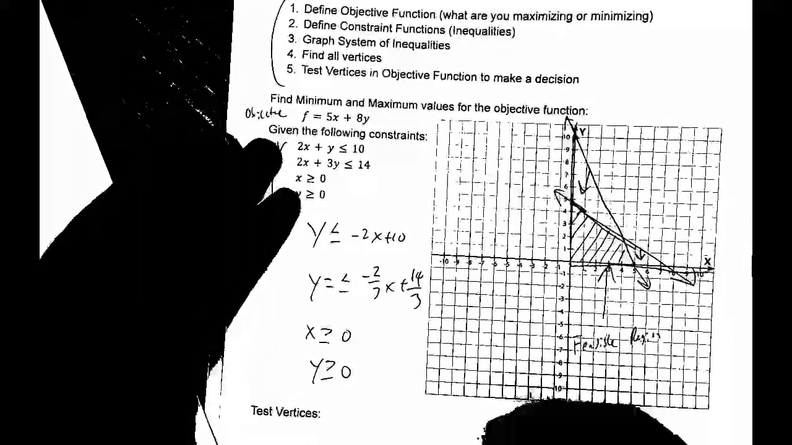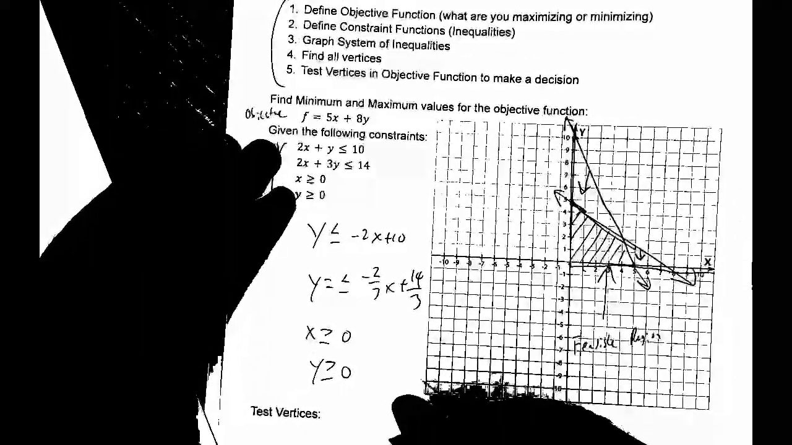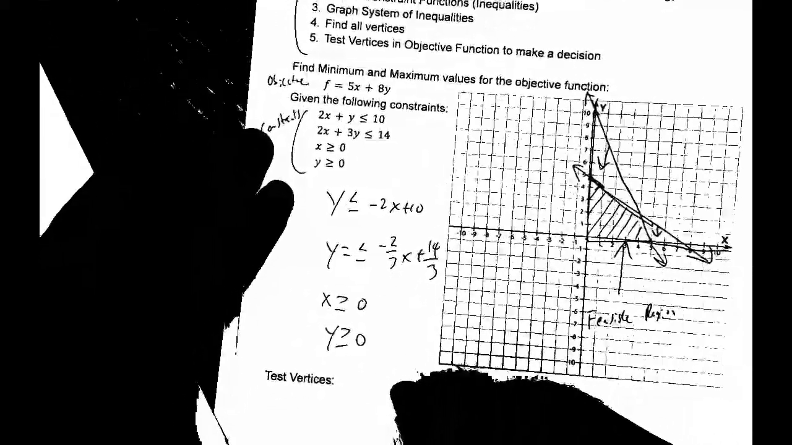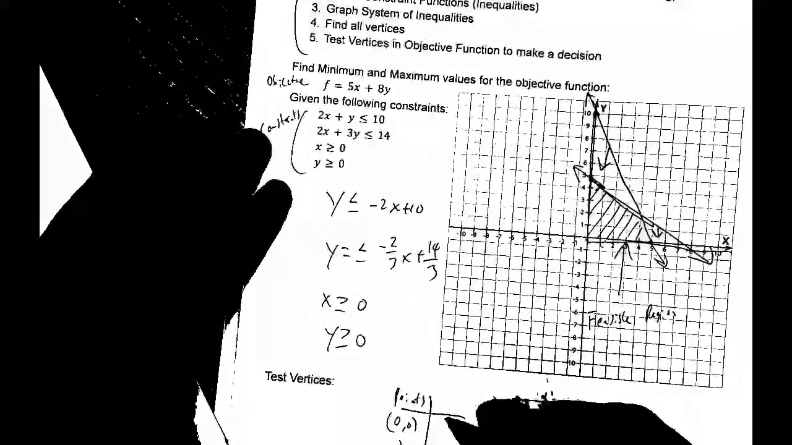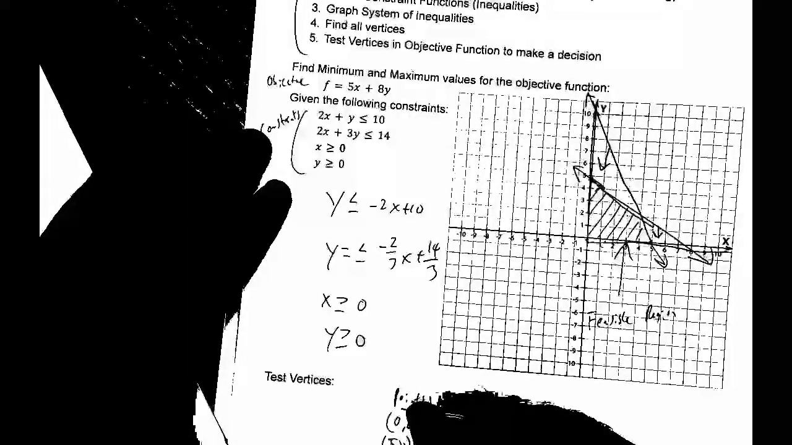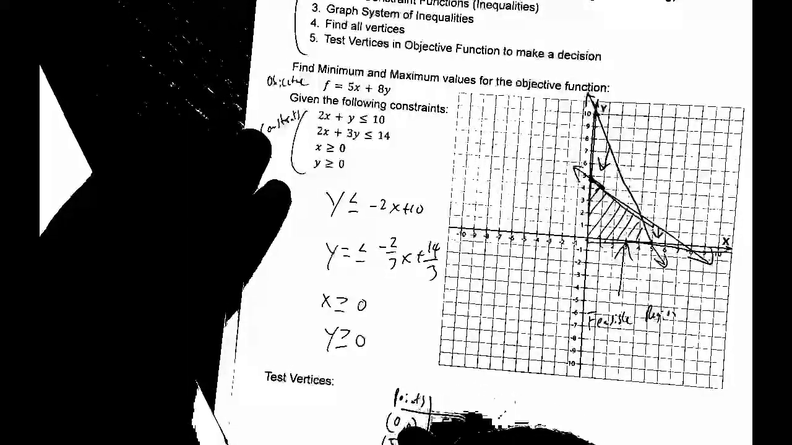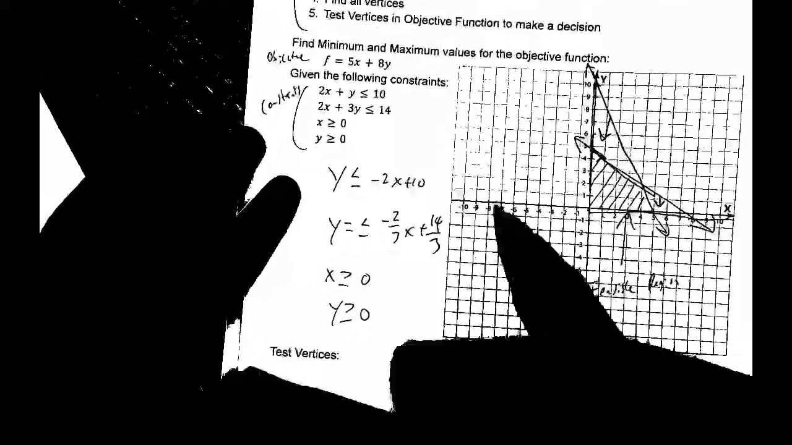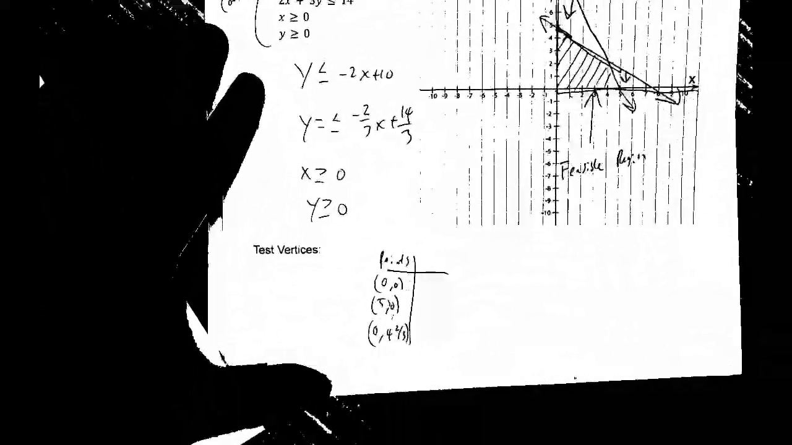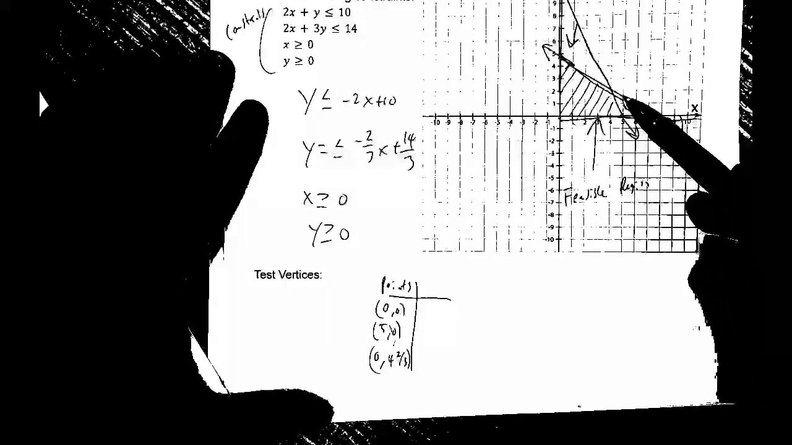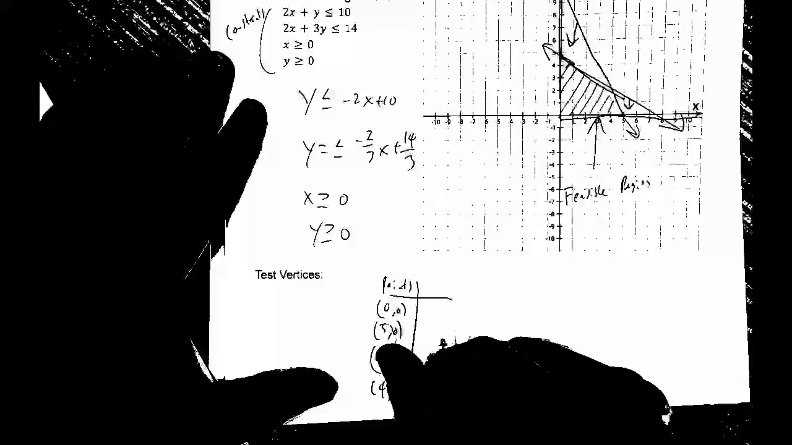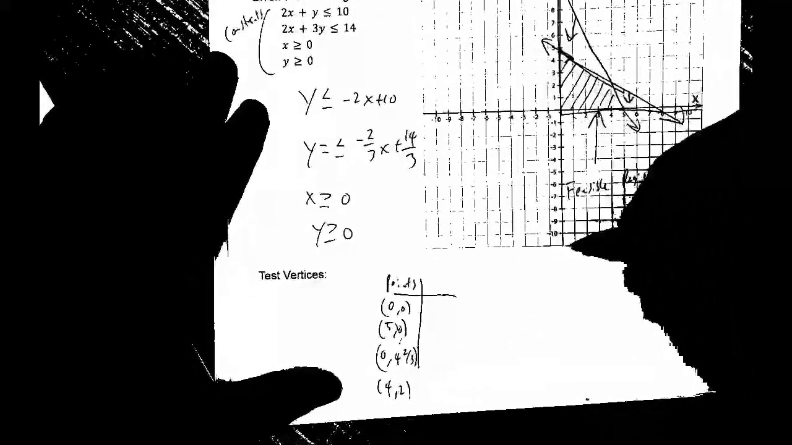So my vertex points, or vertices, would be, well, we got (0, 0), right? We've got (5, 0), and we've got (0, 4 and 2/3). Oh, and we've got (4, 2). Okay? So you've got these four points here. 1, 2, 3, 4. Let's plug them in.